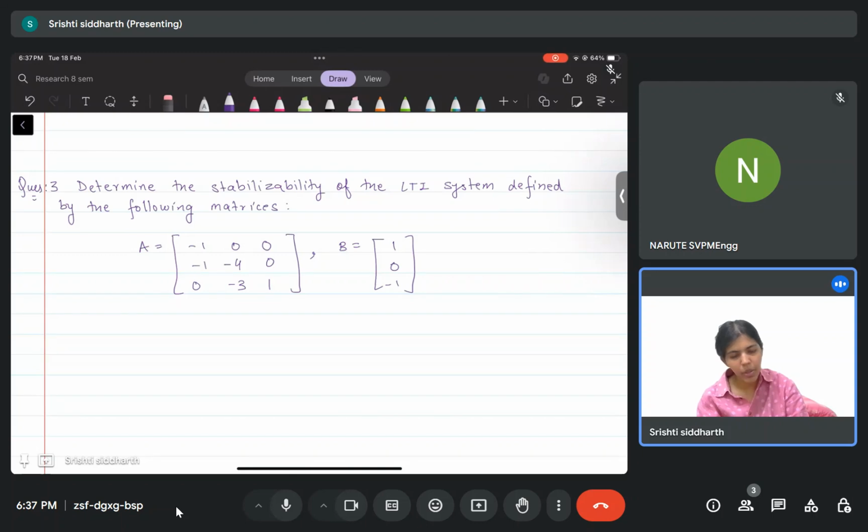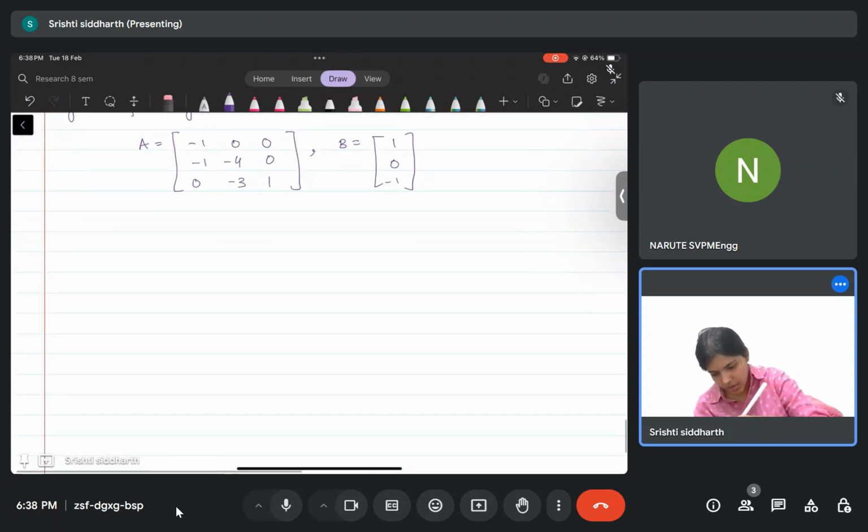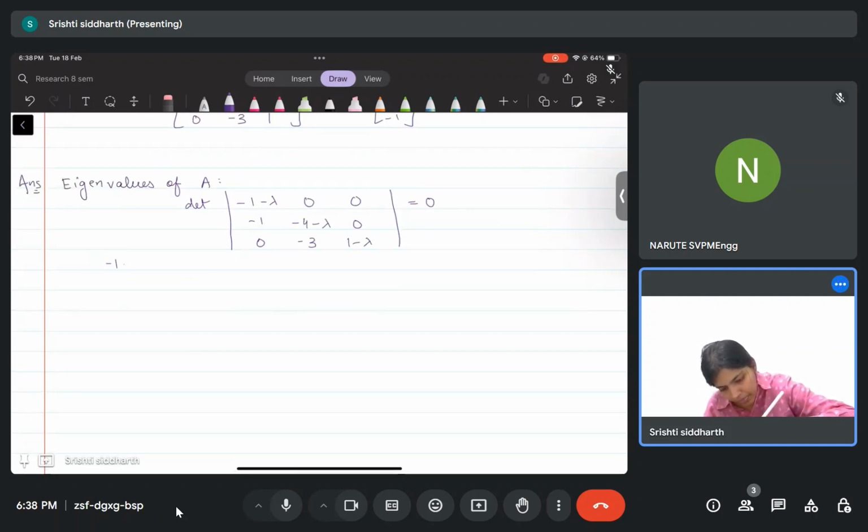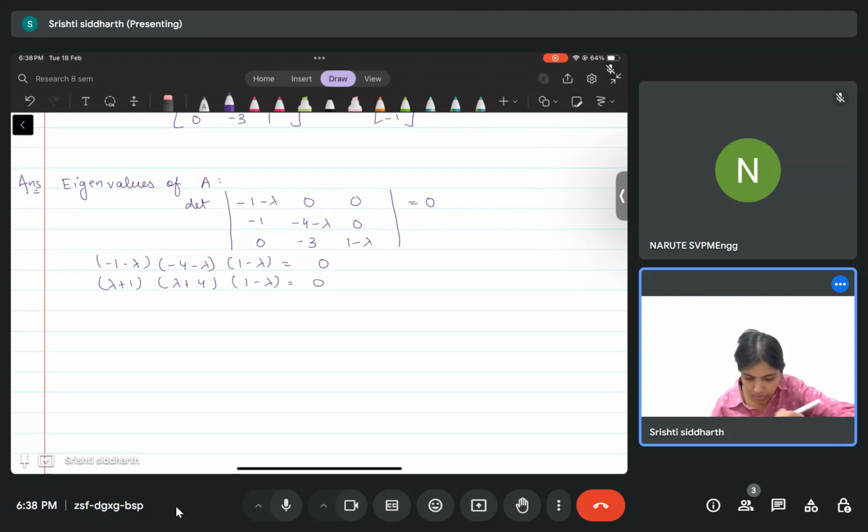To determine stabilizability using the PBH test, what we need are the eigenvalues of the system. So let's first compute the eigenvalues. So we have determinant of A minus lambda I. So minus 1 minus lambda, minus 4 minus lambda, and the rest of the entries are zero. This should be 0. So this is simply minus 1 minus lambda, minus 4 minus lambda, 1 minus lambda equals 0. And this is lambda plus 1, and this is lambda plus 4, and this is 1 minus lambda. So the eigenvalues are lambda equals minus 1, minus 4, and plus 1.